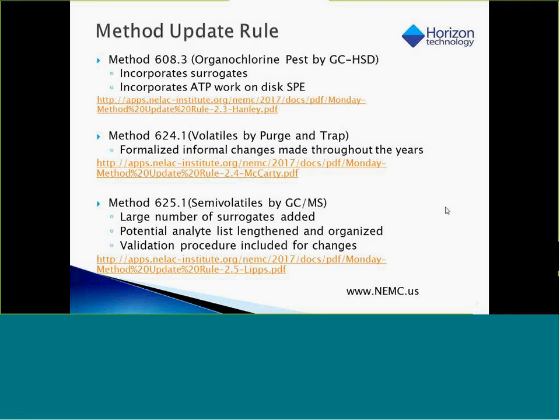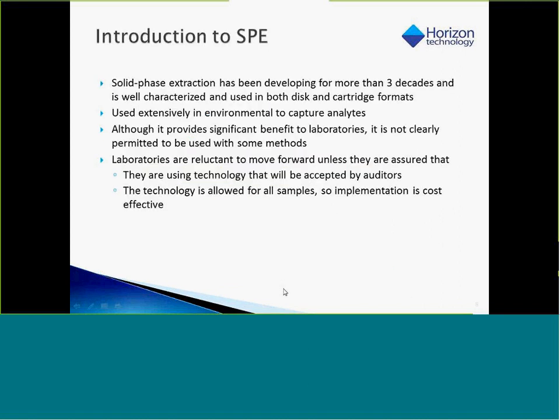Method 625.1, semi-volatiles by GC/MS. A large number of surrogates have been added. The potential analyte list has been lengthened, and it's been organized. Rather than one huge table of possible analytes, there are tables 1, 2, and 3. Tables 1 and 2 include some of the analytes that were in the previous versions, and table 3 includes other analytes that may wish to be measured based on a particular permit or industrial category, and those are sort of the exception to the rule. And there is a validation procedure included for additional changes to the method outside of flexibility.